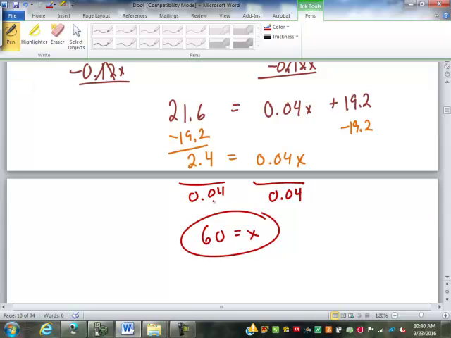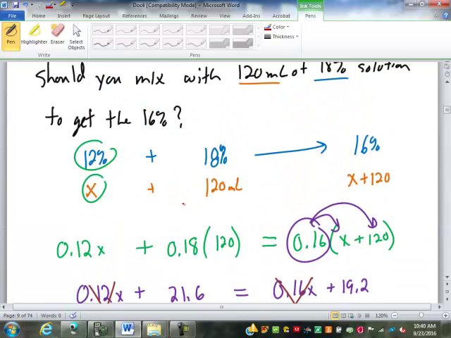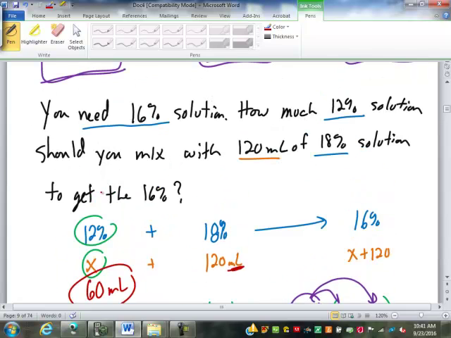So now we have to go back up, make sure we've answered our question. X represents the amount of the 12%. So that's 60. The units here are milliliters. So this is 60 milliliters. And we're asking how much of the 12% solution. So the 60 milliliters is what we're looking for.